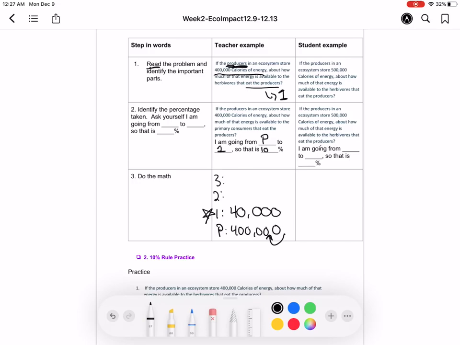The way that I check myself is just by the zeros. If I've moved my decimal 1, then I've basically gotten rid of that last 0. So I went from having 1, 2, 3, 4, 5 zeros to having 1, 2, 3, 4. Okay, just an easy way to check. So 40,000 calories would be my answer. What you should be doing now is the student example, and then you're going to move on to the practice here. That's what you should be done with by the end of the period.